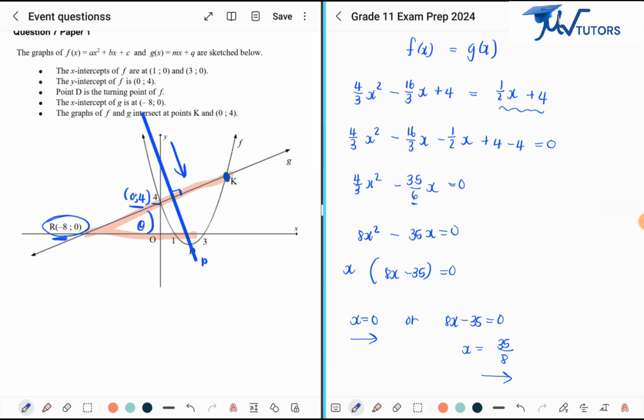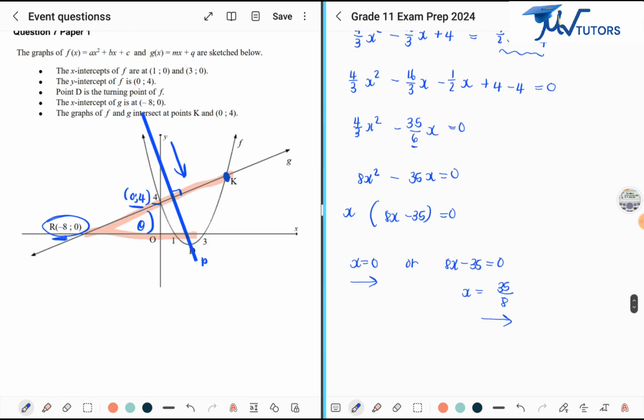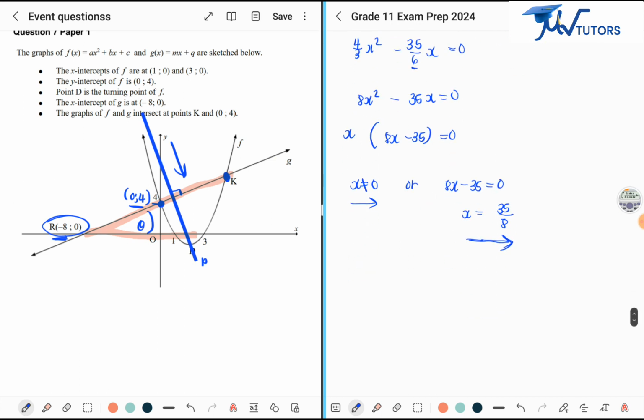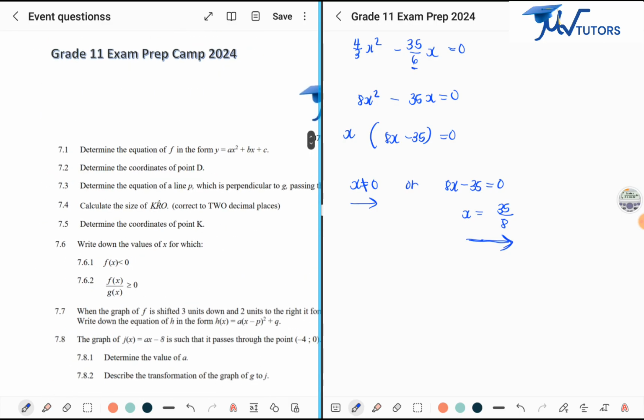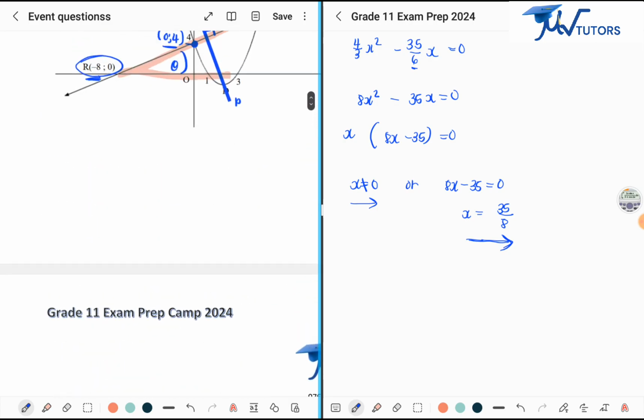Now we are looking for k, right? So between these two, which one would be k? So here, yes, we have x is equal to 0, but we're looking for k. So this is not k, okay? This one, x is equal to 35 over 8. That is the x coordinate of k. Did they ask for both? Yeah, they asked for both coordinates.